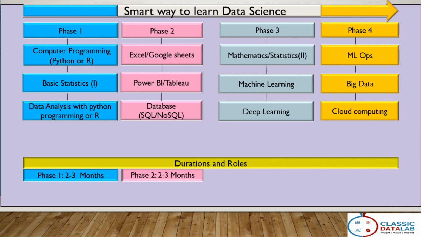So these are things that cannot be equal for everybody. It depends on the individual, but these are the approximations. Then phase 3, a very packed phase.